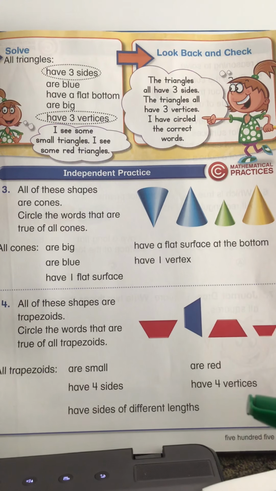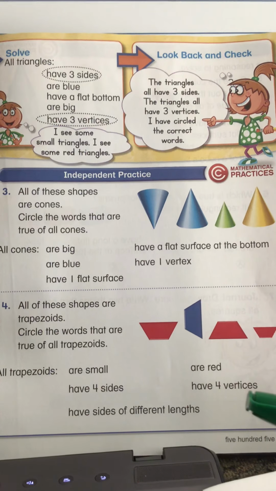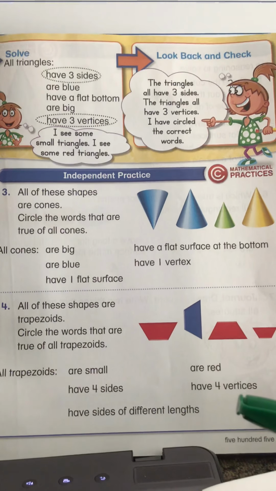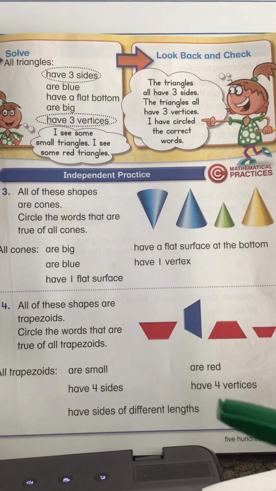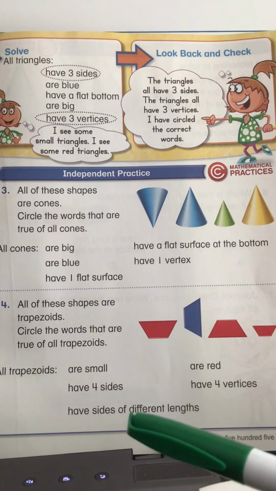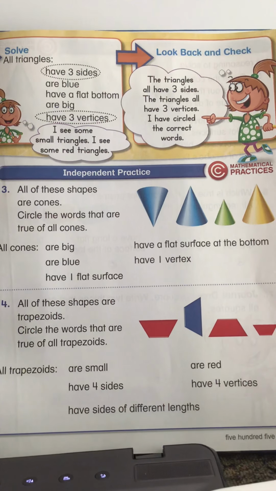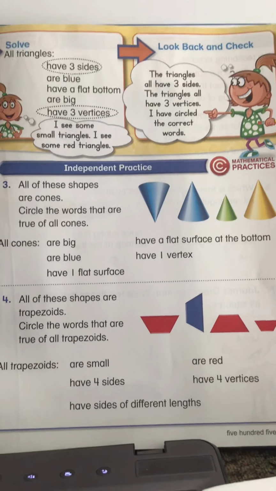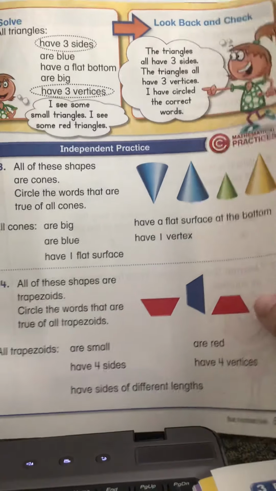Have 4 vertices or 4 points. Do all trapezoids have 4 vertices? Yes, they do. They do have 4 points. So all trapezoids have 4 sides, have sides of different lengths, and have 4 vertices. You should have circled those words to tell us about trapezoids. And when you are ready, turn to the back.